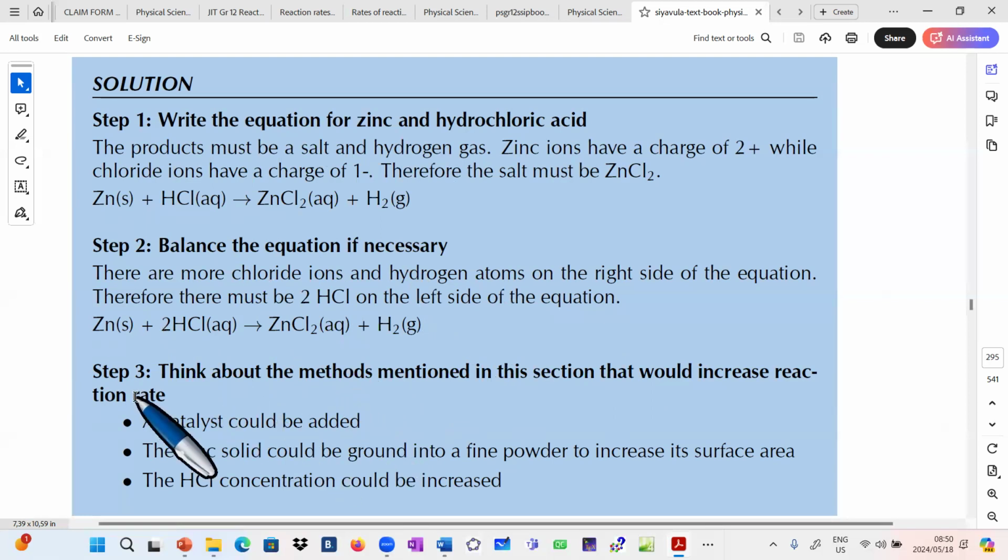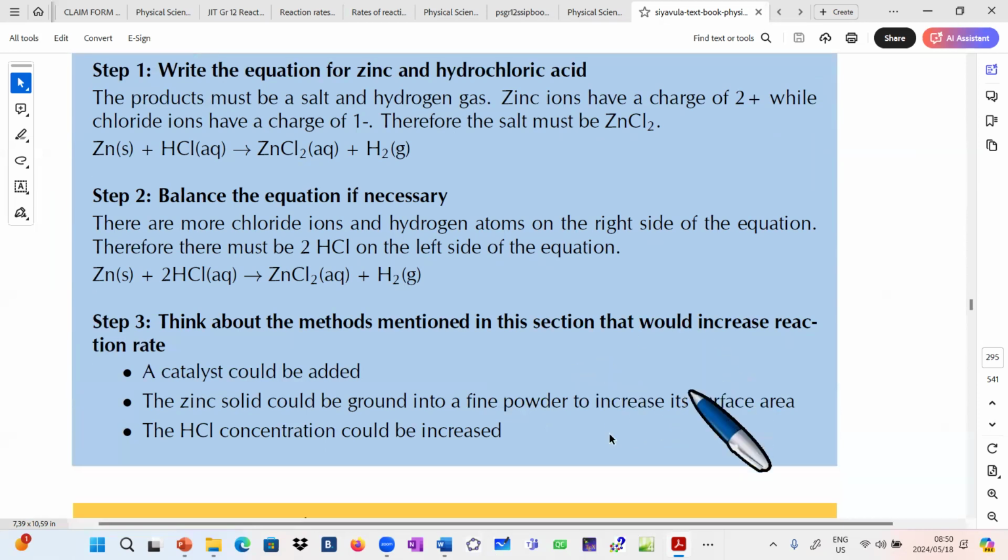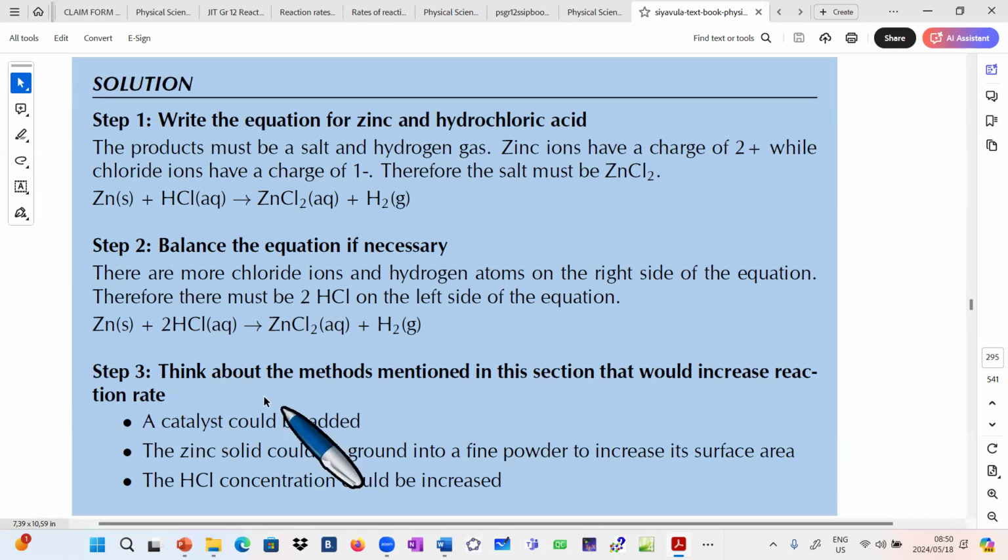Step 3, think about the methods mentioned in this section that would increase the reaction rate, the factors that affect the rate of a reaction. A catalyst could be added, and we expect that to increase the reaction rate. Or the zinc solid could be ground into fine powder.